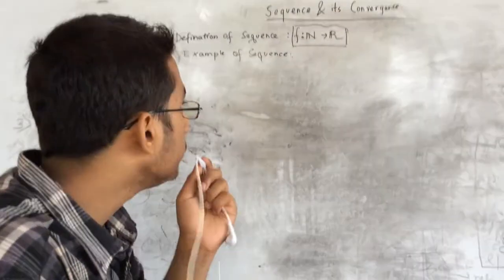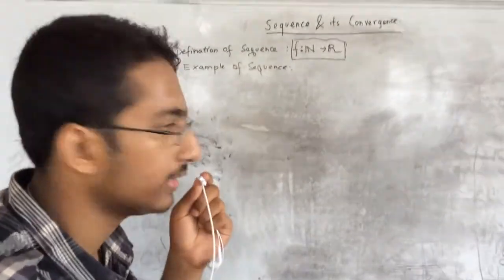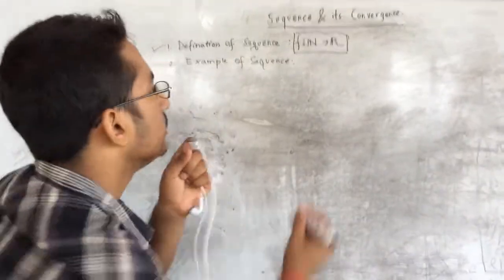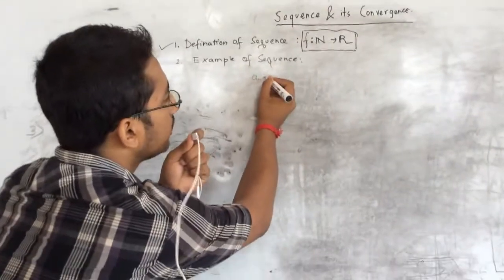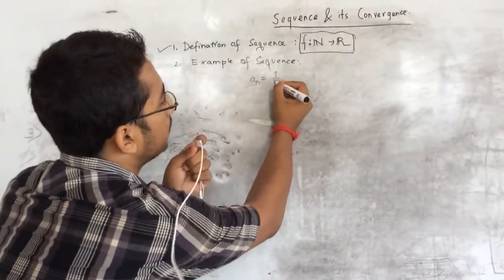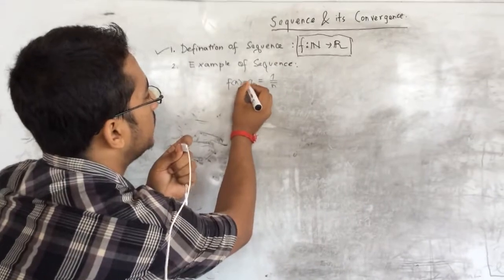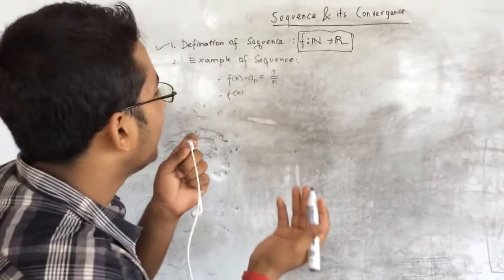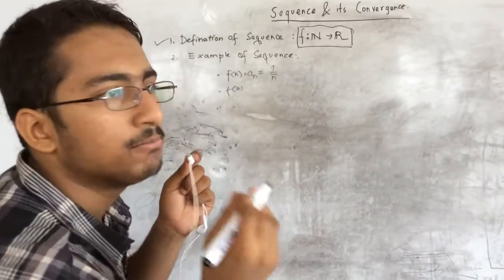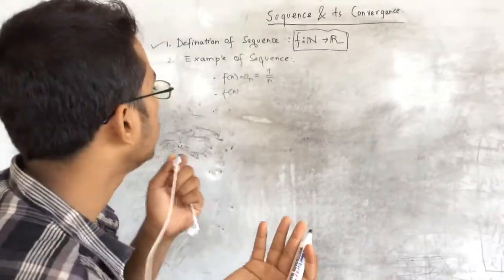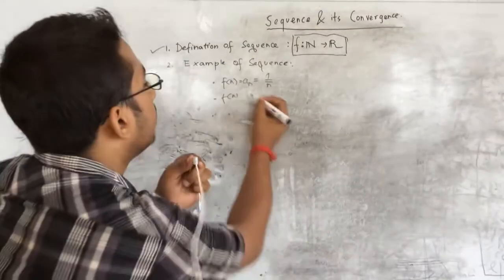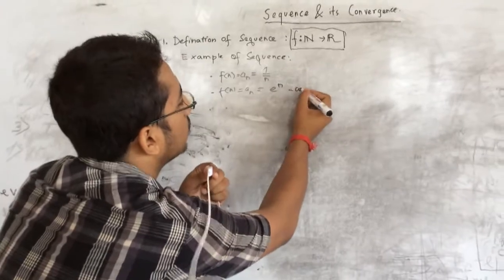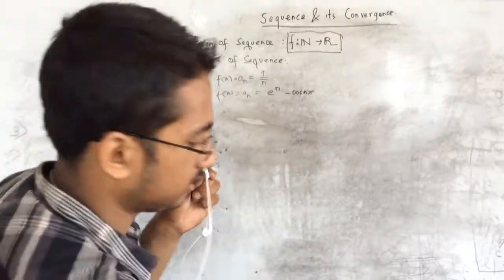So now we will do some examples of sequences, real sequences obviously. It's easy. Take a_n equal to 1 by n. I mean f(n) equal to a_n equal to 1 by n is one such example. There are hundreds of examples. You take any function and that will be a quite good example of a sequence, for example e to the power n, or minus cos of nx. There are lots of functions.